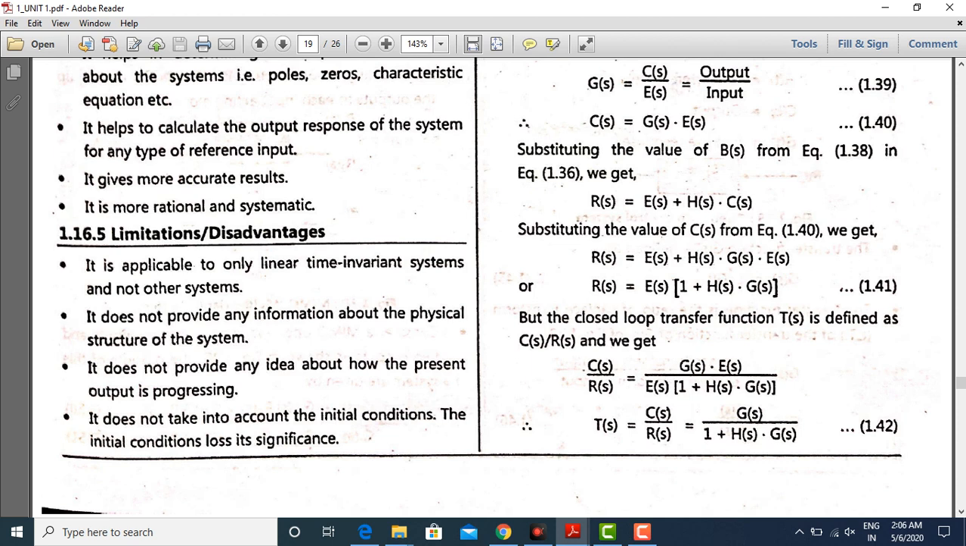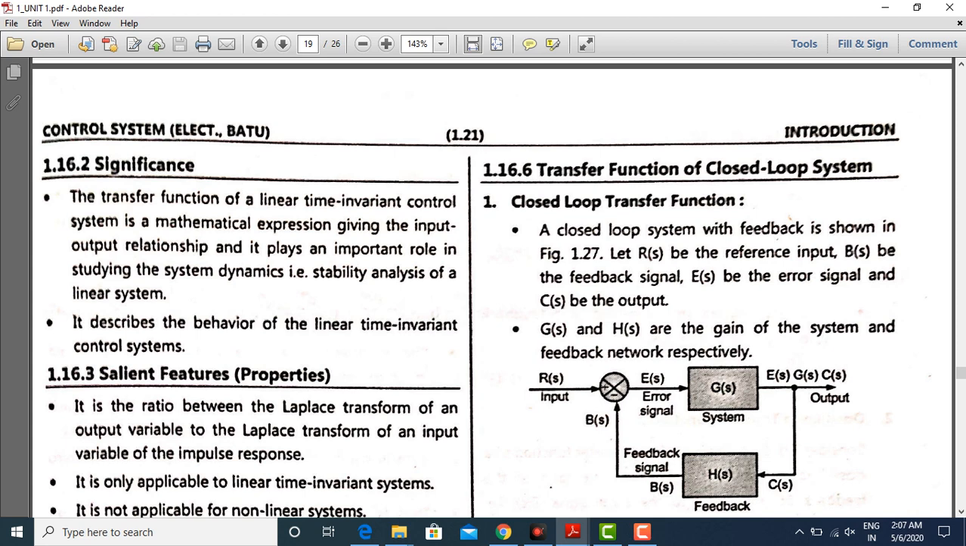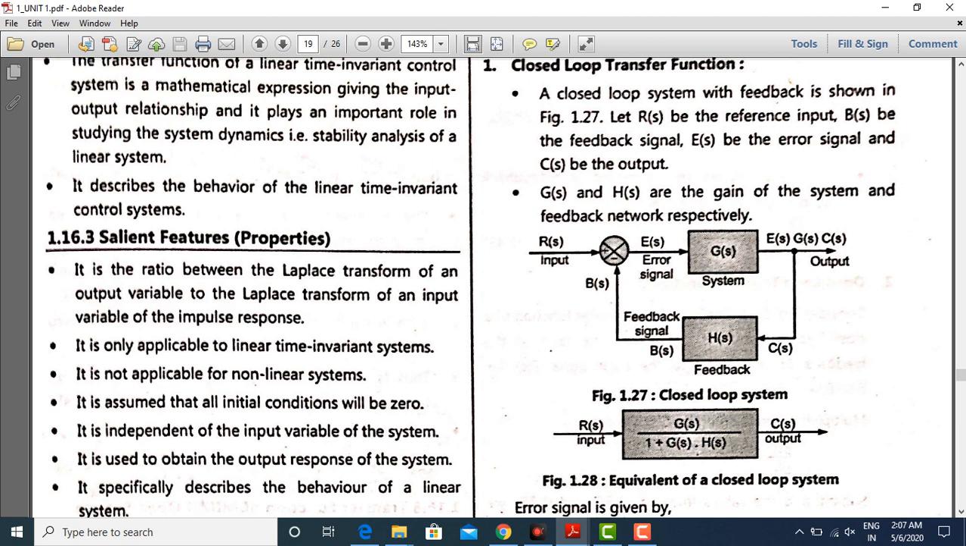Limitation: it is applicable only to linear time invariant systems and not other systems. It does not provide any information about the physical structure of a system. It does not provide any idea about how the present output is progressing. It does not take into account the initial conditions. The initial conditions lose their significance. Now let's discuss the transfer function of a closed loop system. As we all know, this is the closed loop system.